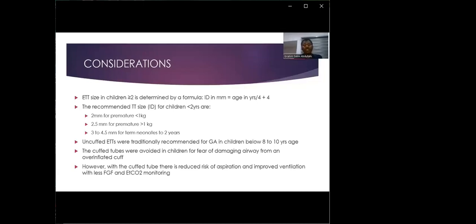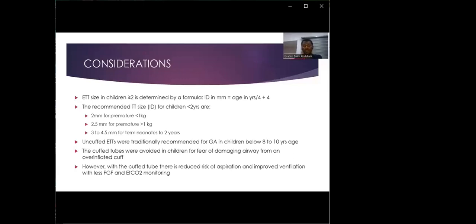Uncuffed endotracheal tubes were traditionally recommended for general anesthesia in children below the age of 8 to 10 years. Cuffed tubes were avoided in children for fear of damaging the airway from an overinflated cuff. However, like I said earlier, now the cuffs that are seen with the pediatric size tubes are high volume, low pressure cuffs. So this fear is eliminated.